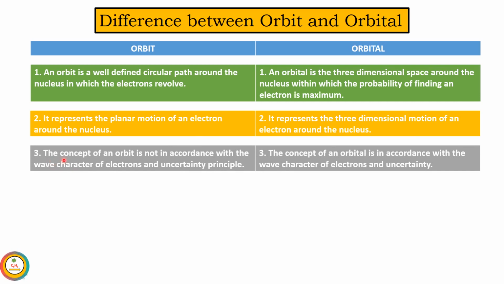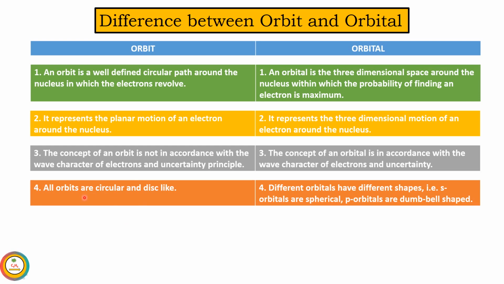The concept of an orbit is not in accordance with the wave character of electrons and the uncertainty principle. But on the other hand, the concept of an orbital is in accordance with the wave character of the electron and the uncertainty principle. So orbitals agree with the Heisenberg uncertainty principle. All orbits are circular and disc-like in shape, but orbitals have different shapes: s orbital is spherical, p orbitals are dumbbell shaped, d orbitals are double dumbbell shaped, like this.